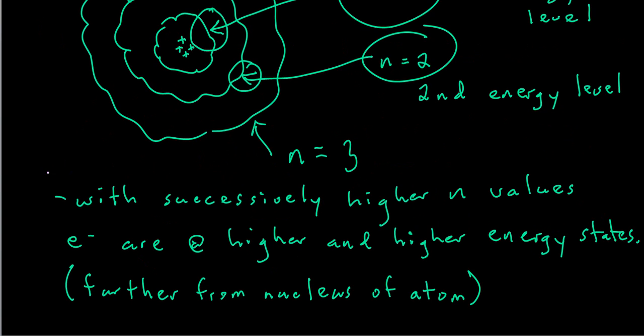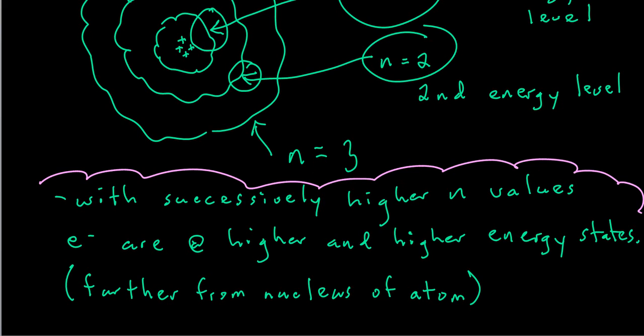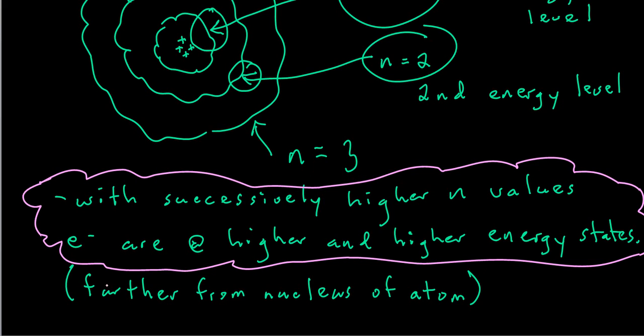With successively higher and higher n values, what we can say about electrons is that they're moving to higher and higher energy states. Another way of saying that is they're getting further and further away from the nucleus of the atom.